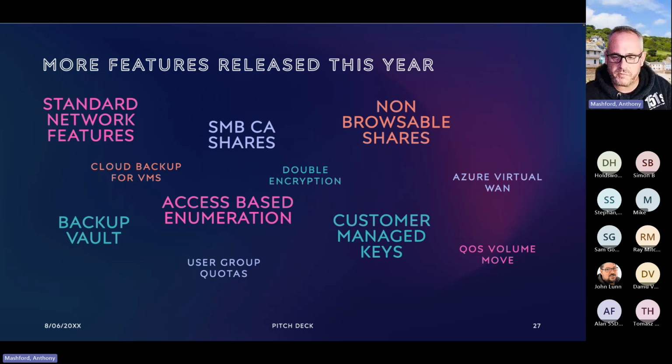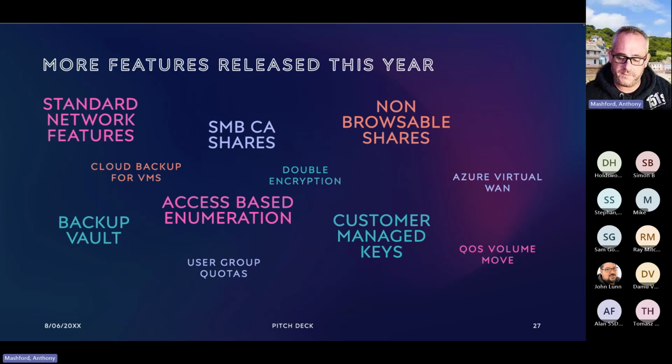Another nice little feature is non-browsable shares. So being able to mask the share being advertised across the network, it could only be accessed via a direct link. So again, a little kind of security feature there. Cloud backups for virtual machines has been brought in as well. So cloud backups for virtual machines for AVS data store. It's a vCenter plugin which you can install to enable a backup of those virtual machines that are being hosted on the ANF data stores for AVS.